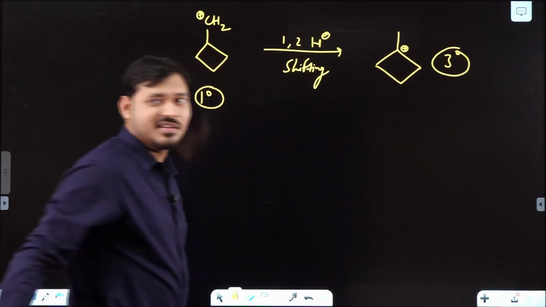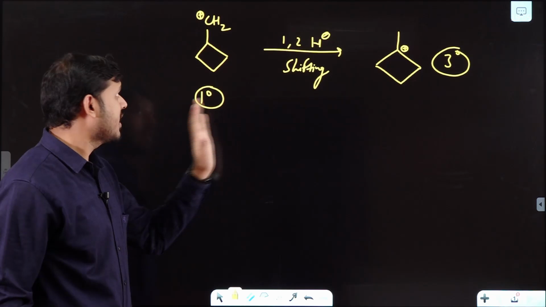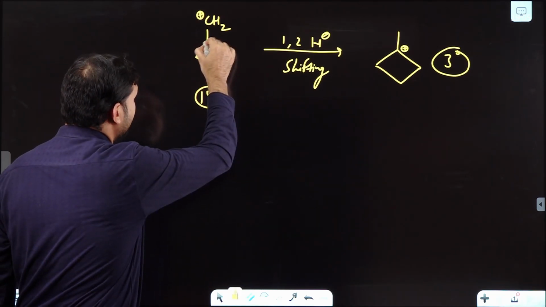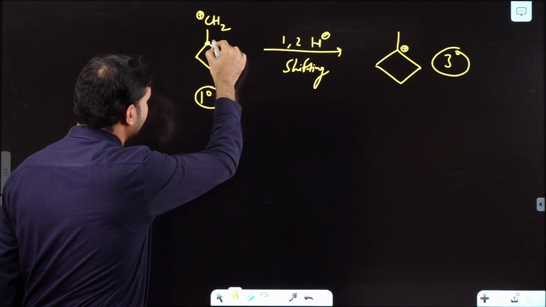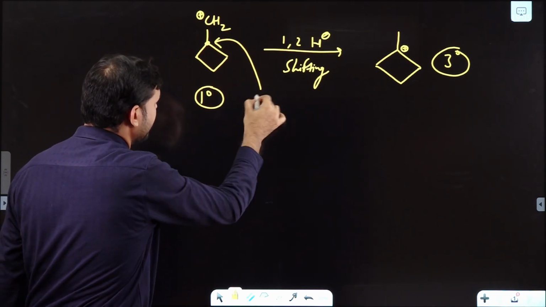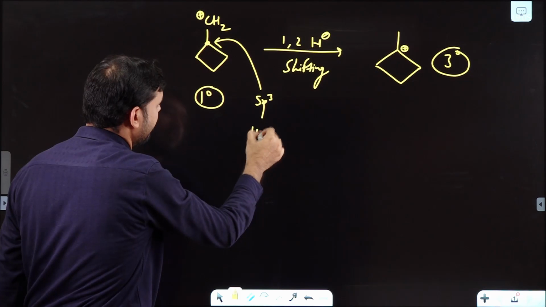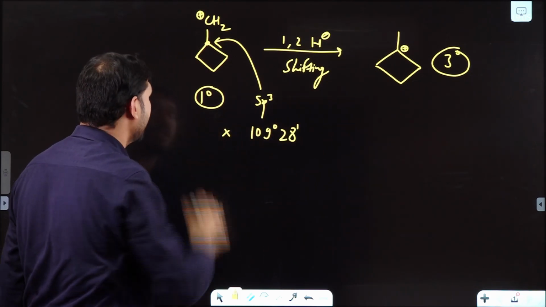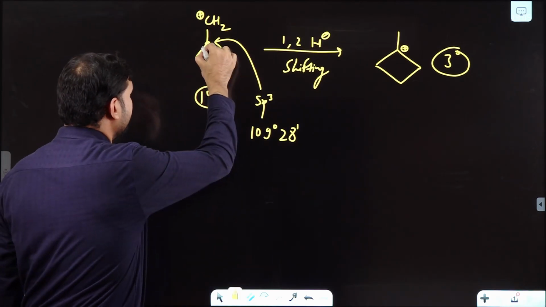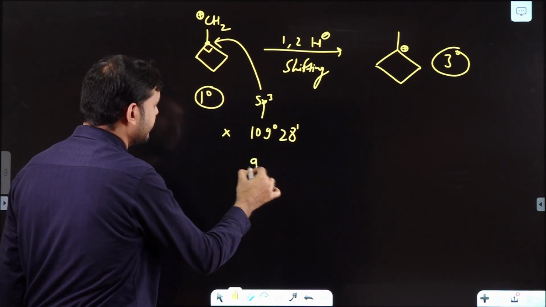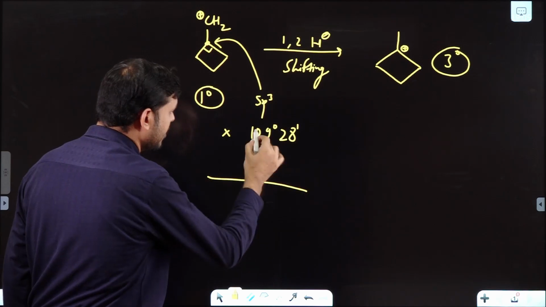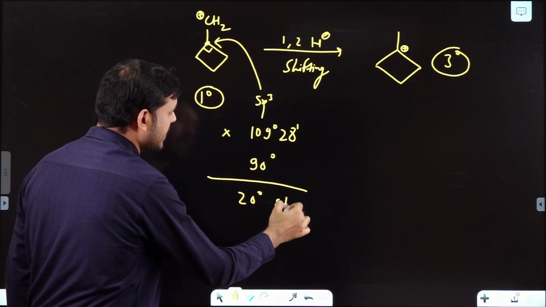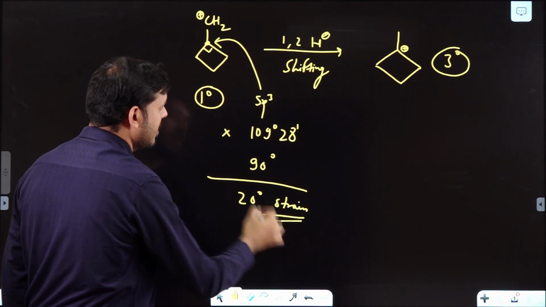Okay, now here understand one thing. See, this carbon is sp3, and it should have 109 degree 28 minute. No, it is not having 109 degree 28 minute. The internal angle is 90 degree. So there is a strain of approximately 20 degree, if I should say perfectly.